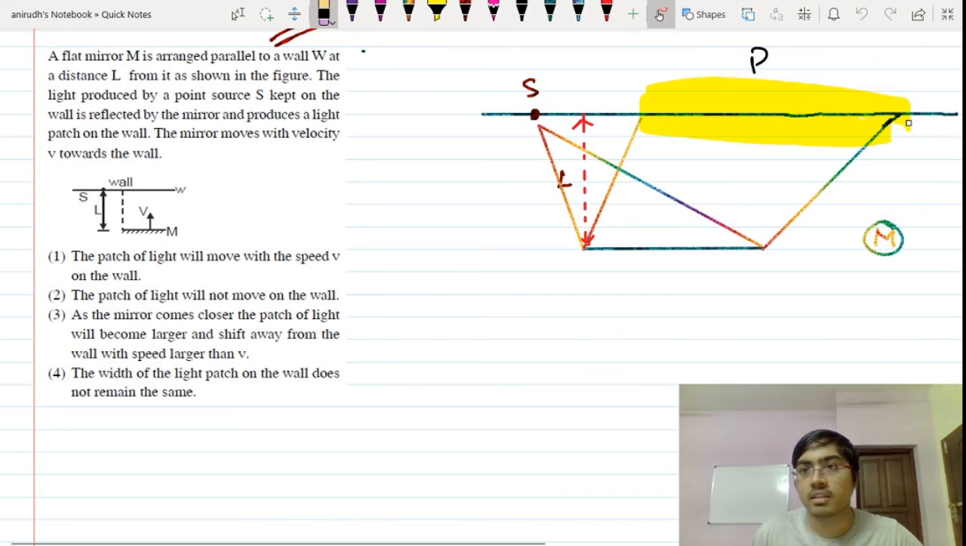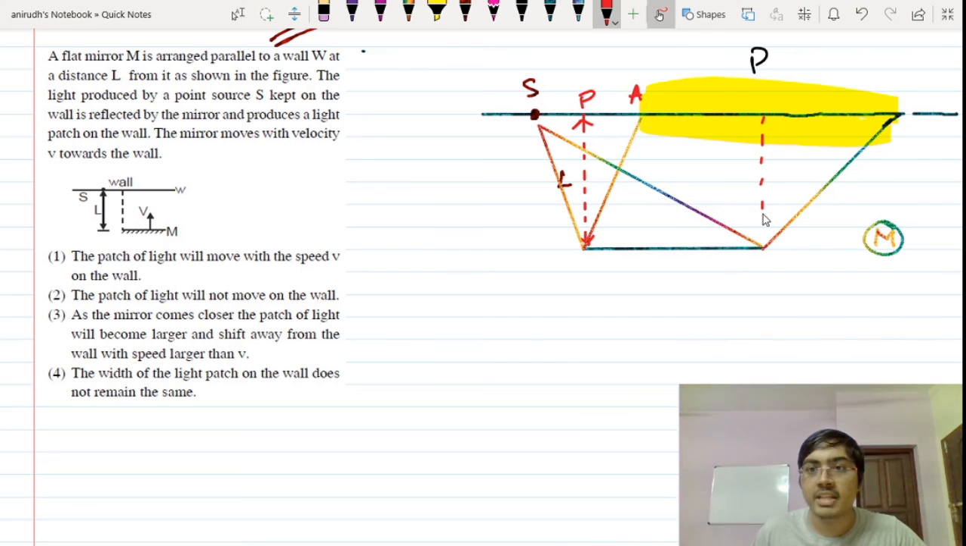Okay, so the patch is somewhat like this. Here there is no color. Up to this is the patch, to be exactly precise in making the patch. This is the patch of light over here. Fine, let me make this point as P. Let this be A, and this point let it be say Q, and this is B.